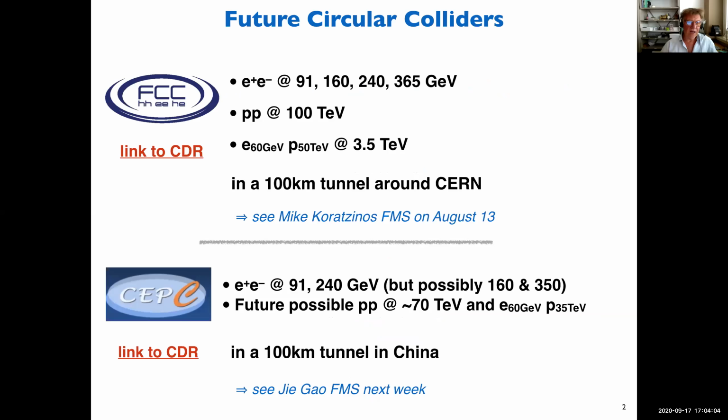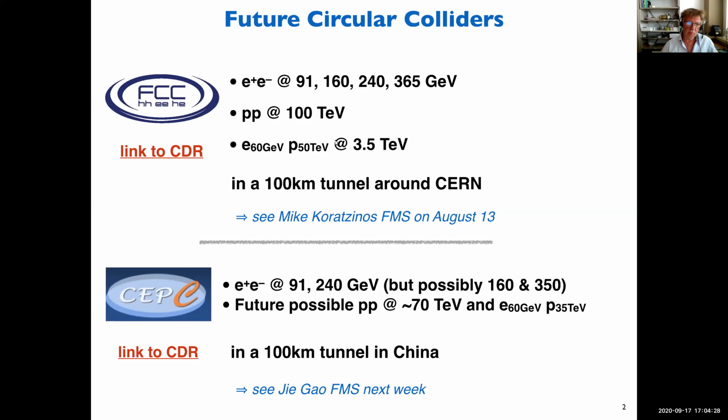for WW, at the threshold for Higgs Z production, and at the TTBAR threshold. And these could be followed by a PP collider at 100 TeV, and in addition, the option of having electron-proton collisions at the center of mass of 3.5 TeV. All of these in a 100-kilometer tunnel around CERN.